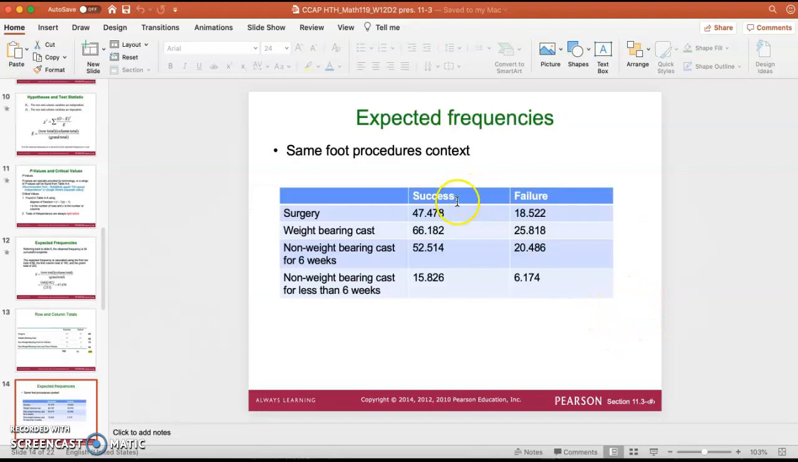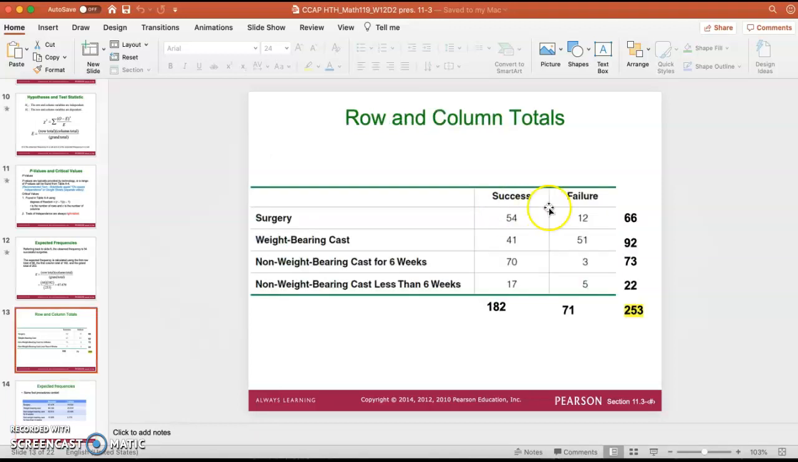And that's how I got all these numbers here for the expected frequencies, in which I use Google Sheets to find all these. And again, I'll show how to do that in a separate video. But essentially, say I want to find the expected frequency for surgery and failure also, I would just do 66 times 71, divide that by 253, and so on for all of these.